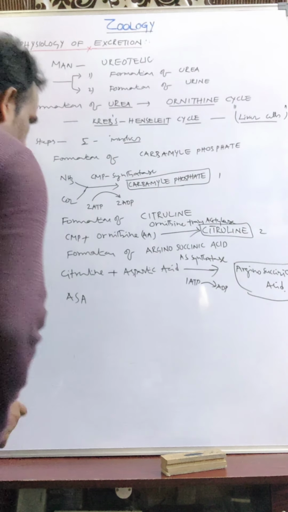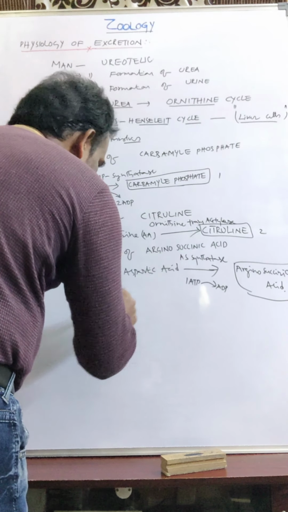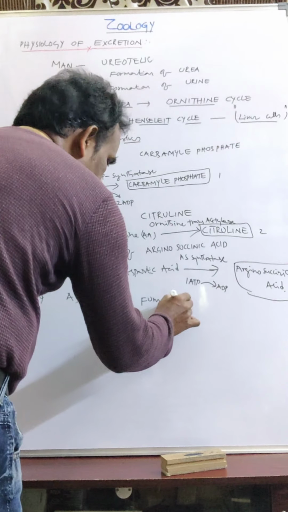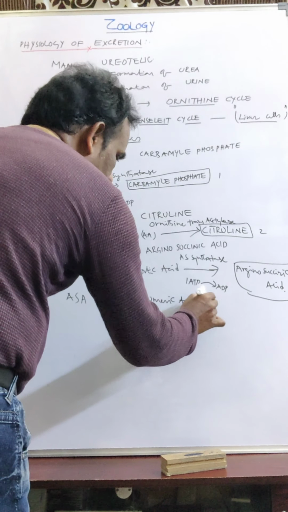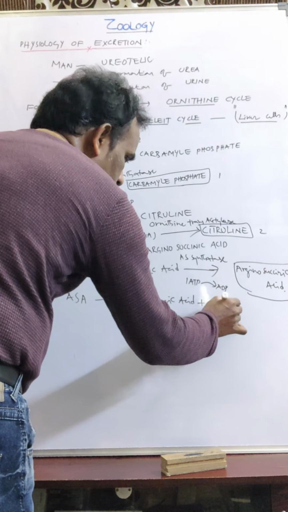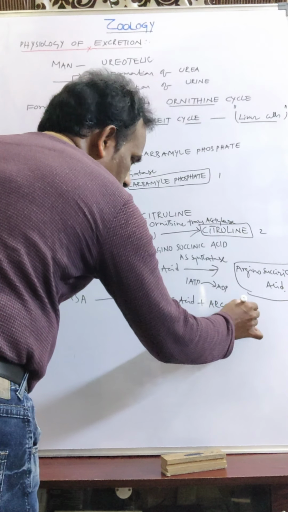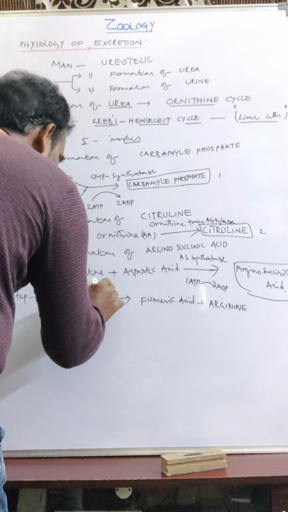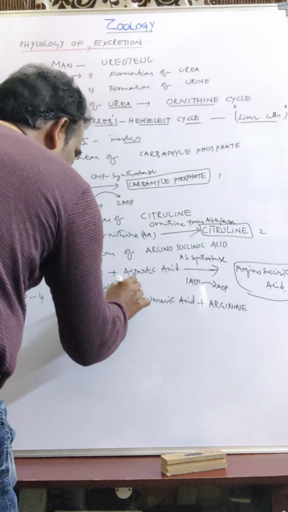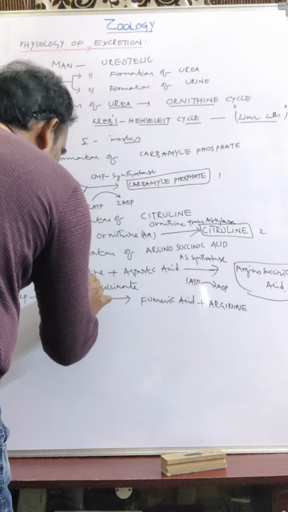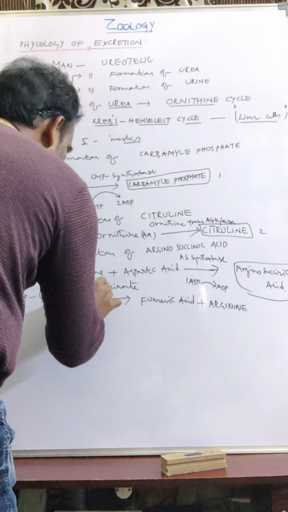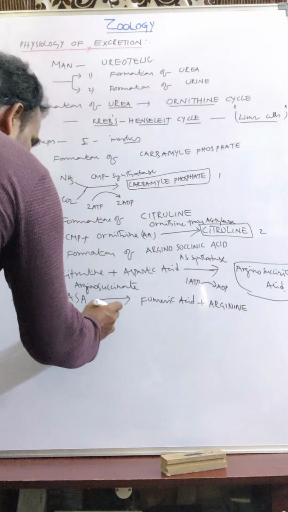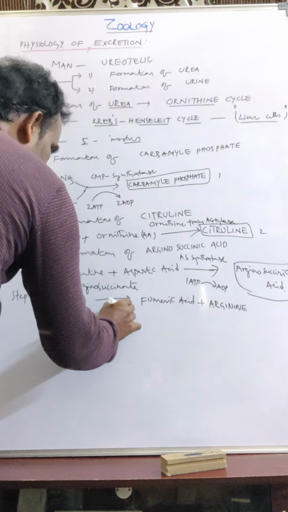Arginosuccinic acid is catalyzed into fumaric acid and arginine, in the presence of an enzyme called arginosuccinase. This requires the presence of magnesium ions.